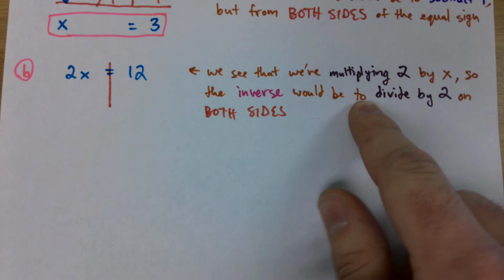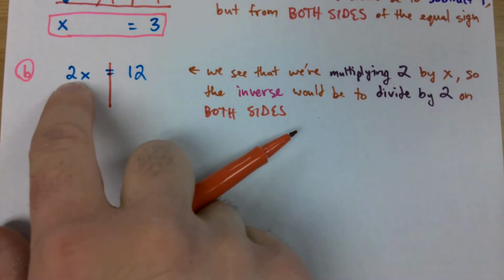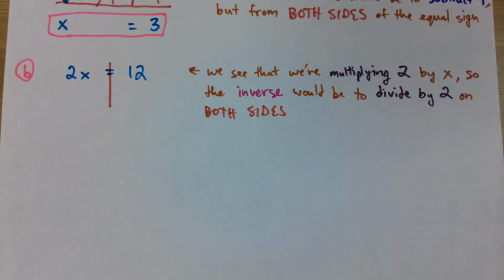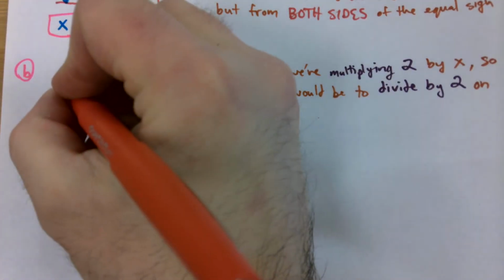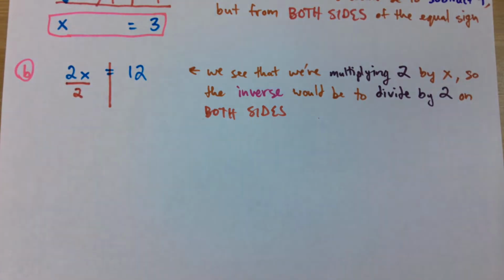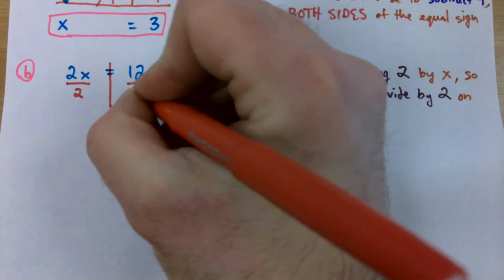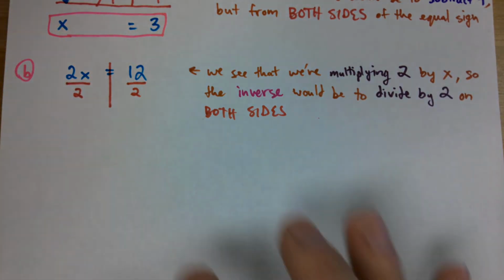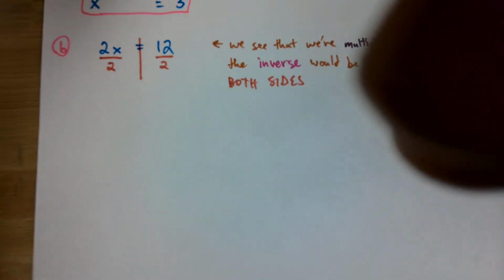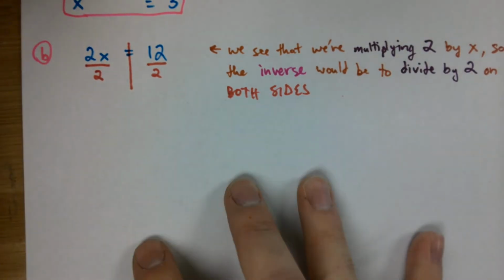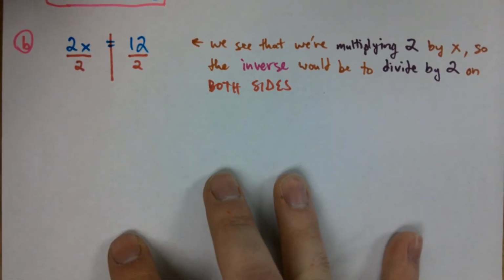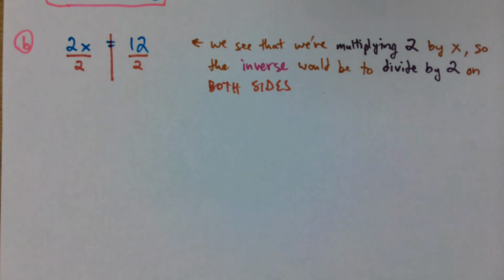Then, like we just discovered, we're going to do the inverse of multiplying x by 2, which is dividing by 2. So we're just going to write it as a fraction over 2, and we're going to do the same exact thing to the right side of our equation. Great looking notes over here.